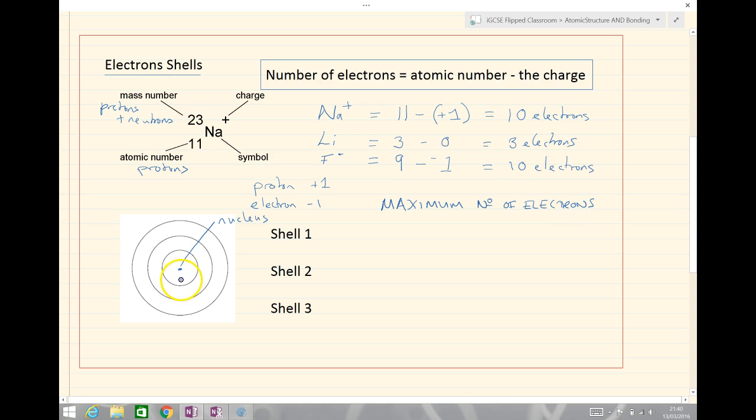And in the first shell, I'll draw them here as crosses, we can have 2. In the second shell, I'm going to draw them paired up. We can get up to 8. In the third shell, we can also get up to 8. That is in the first 20 elements. Calcium and potassium both come in shell 4, but we'd only get up to 2. So we don't need to worry about the maximum number of electrons in shell number 4.